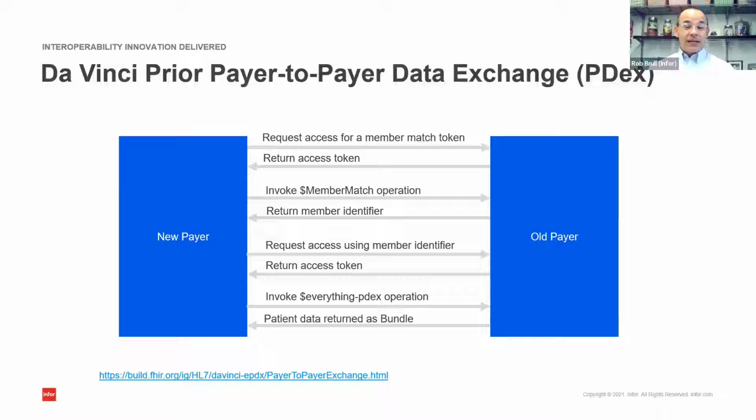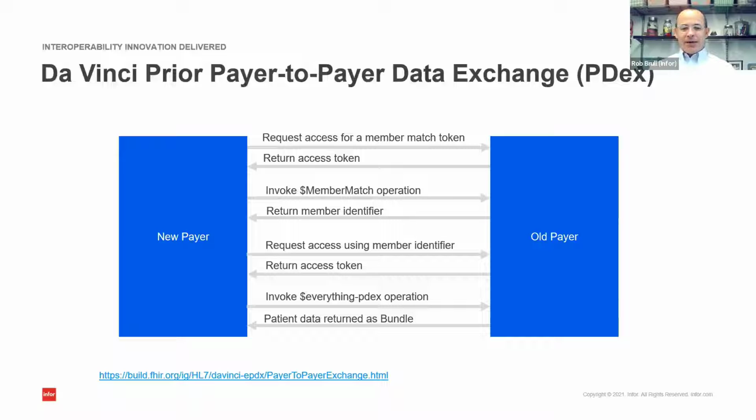Once the old payer gets this data, then they can look at it and determine, yes, there's consent. We recognize the demographics. We recognize the ID from the coverage. So we have all this information. They will respond back with, here is the member identifier we want you to use to get information about this patient. So they will pass that back along if everything matches up.